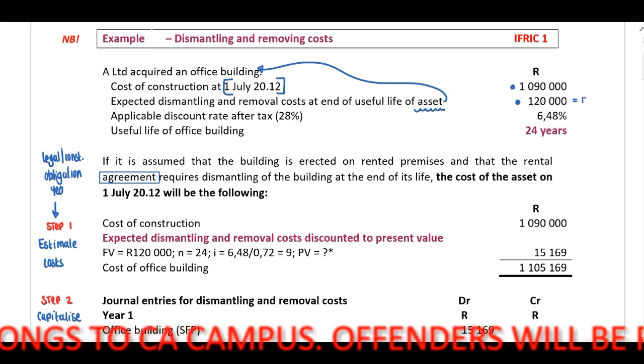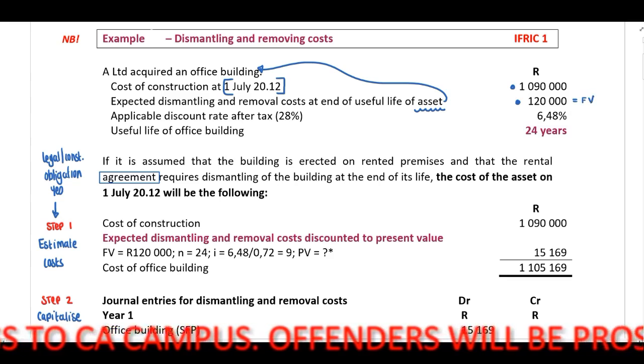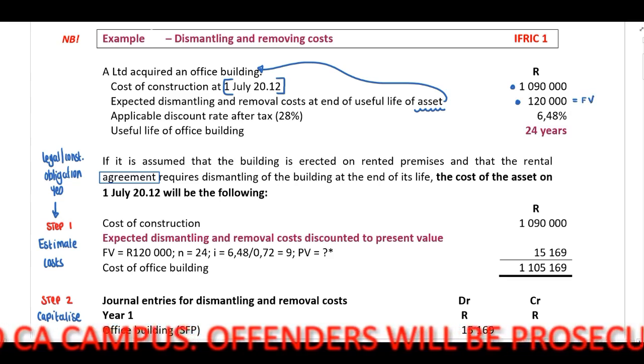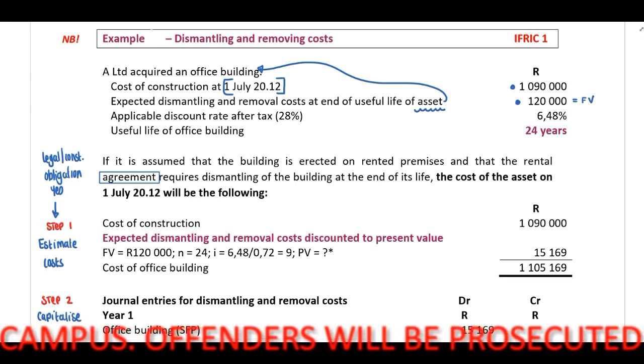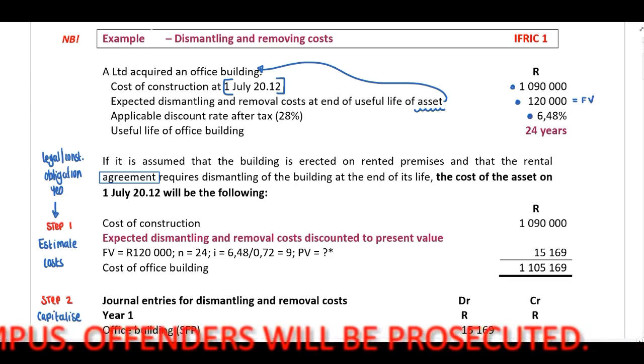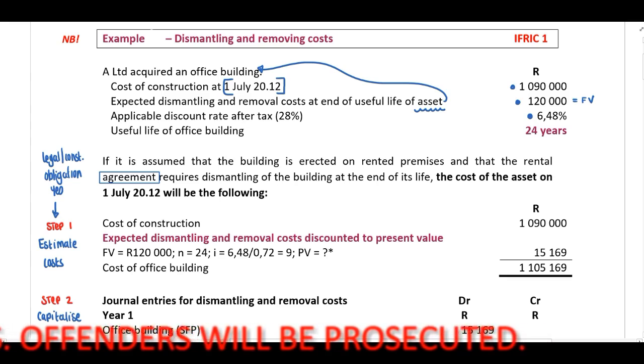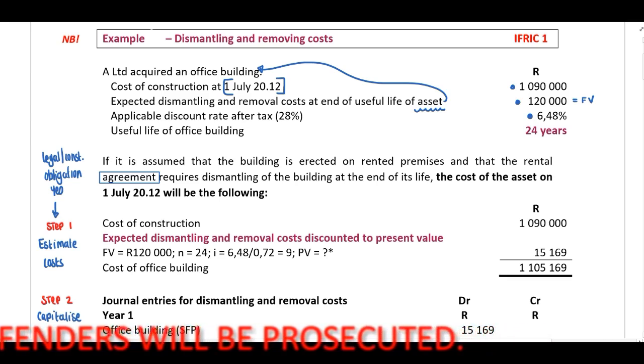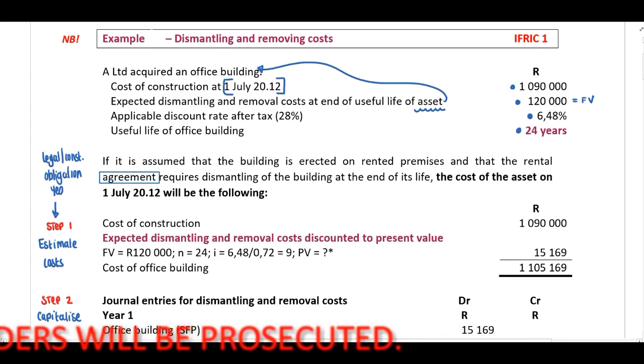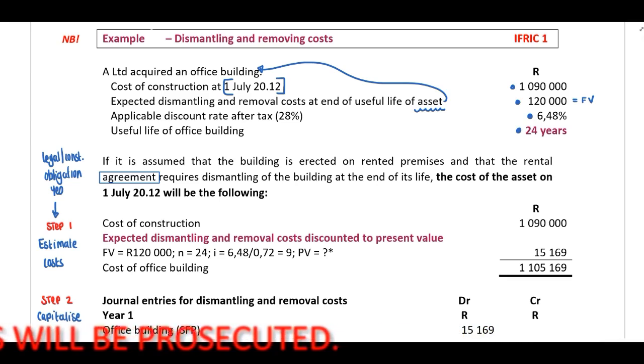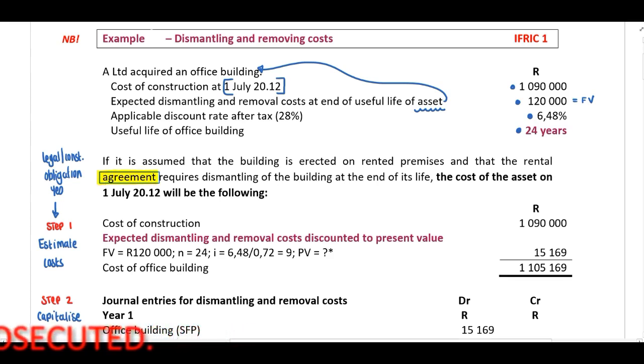Therefore, you need to identify that this is a future value. The applicable discount rate after tax is 6.48%, and the useful life of the building is 24 years. Now, our first question, is there a legal or constructive obligation? And they include that we can assume as per the agreement that there is.